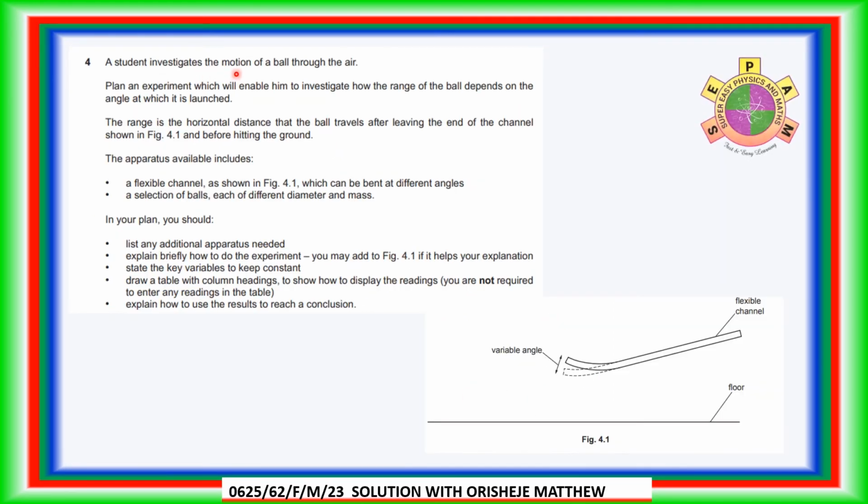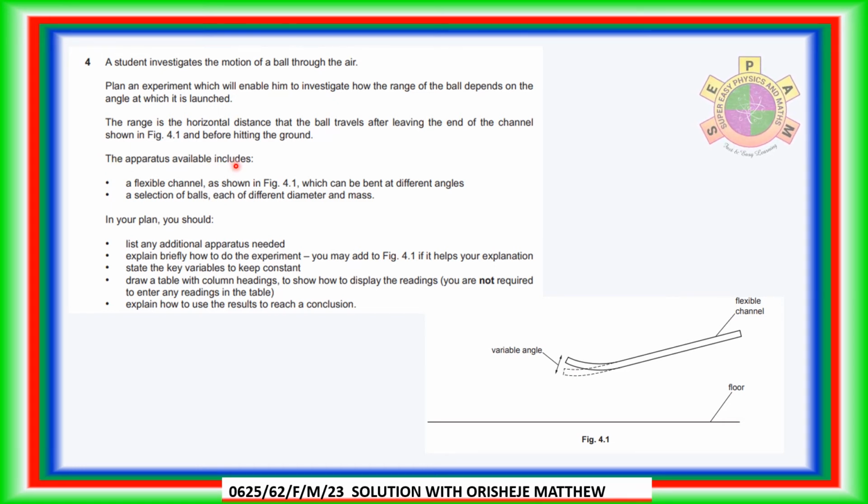So now a student investigates the motion of the ball. Plan an experiment which will enable him to investigate how the range of the ball depends on the angle at which it is launched. Now the range is the horizontal distance that the ball travels after leaving the end shown in figure 4.1. So the channel here, once the ball leaves here and then falls to this point, this distance is the range. So it is the distance from the end of this flexible channel to where the ball will drop.